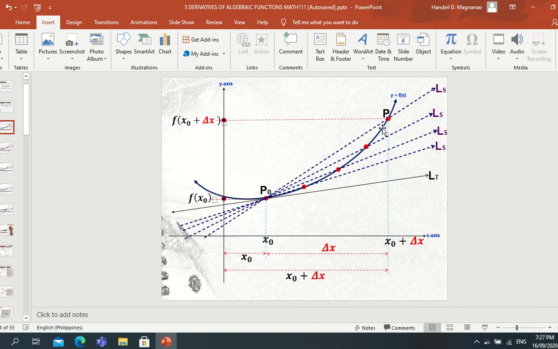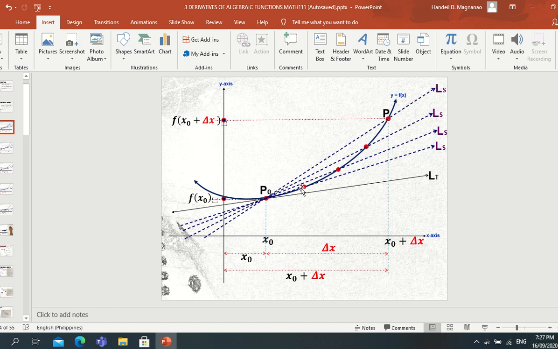And we have here broken lines. Broken lines represent secant lines. We have LS. Alright, and we have here delta x. So what is this delta x? Delta x is the distance covered on the horizontal line, or along the x-axis, as this point moves up going to this point P.